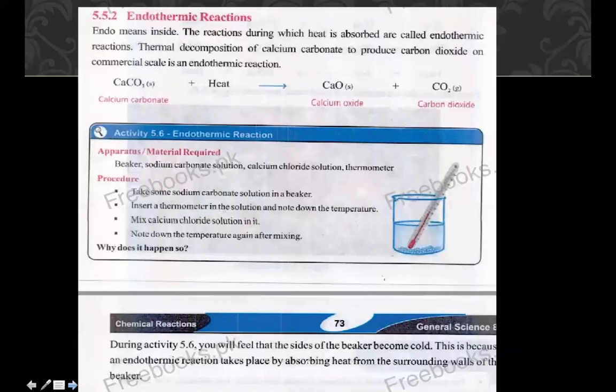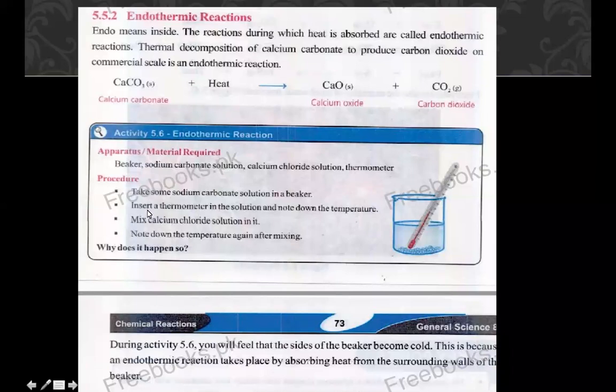Okay, now we are moving towards what's written in your books. Endo means inside. The reactions during which heat is absorbed are called endothermic reactions. An example has been given where calcium carbonate, it is present in the solid state. Ca stands for calcium, CO3 is a group which is collectively known as carbonate. Heat is given to the calcium carbonate and we are getting calcium oxide, and carbon dioxide is released. An experiment has been given.